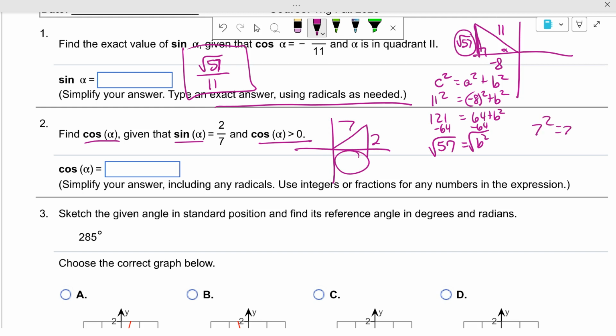7 squared equals 2 squared plus x squared. 49 equals 4 plus x squared. Subtract 4, 45 equals x squared. Square root, square root. Square root of 9, square root of 5. 3 square root of 5. So the cosine is 3 square root of 5 over 7. Okay, Pythagorean theorem. And then put it adjacent over hypotenuse.